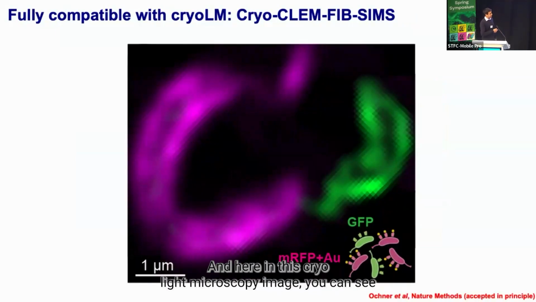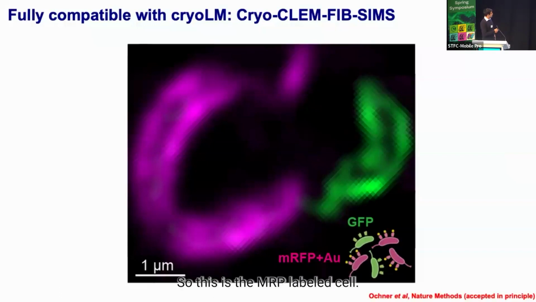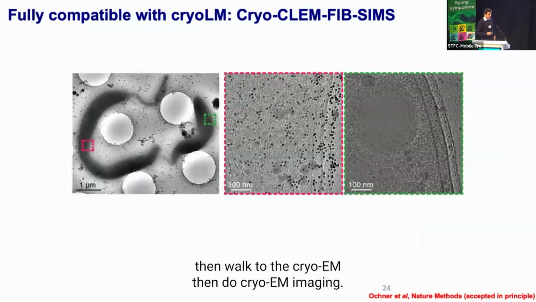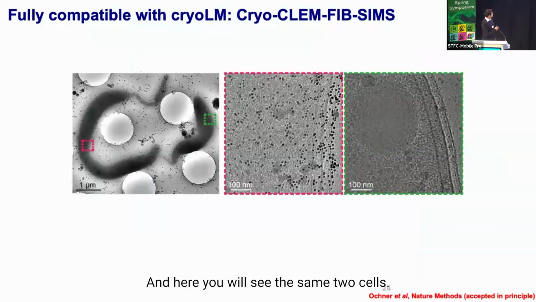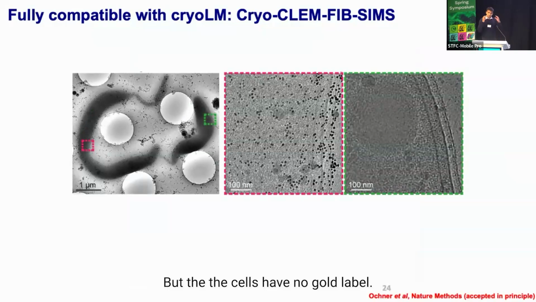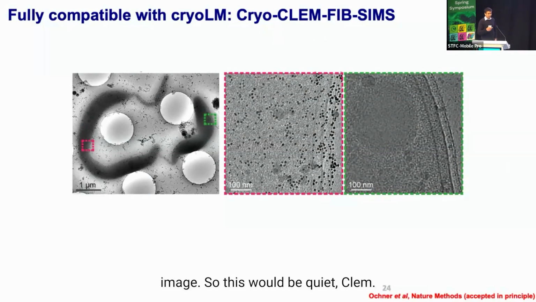And here in this cryo-light microscopy image, you can see that we can clearly distinguish between the two cells. This is the mRFP labeled cell, this is the GFP labeled cell. Now we can do our cryo-light microscopy, then walk to the cryo-EM, then do cryo-EM imaging. And here you will see the same two cells. The cell on the left, which had mRFP and gold, is clearly labeled also with the gold nanoparticles. But the GFP cell has no gold label, and you can just see a cell that's unlabeled in the electron microscopy image. So this would be cryo-CLEM.